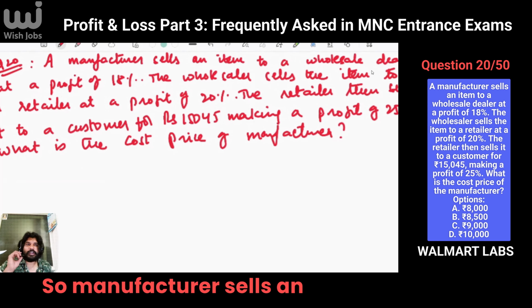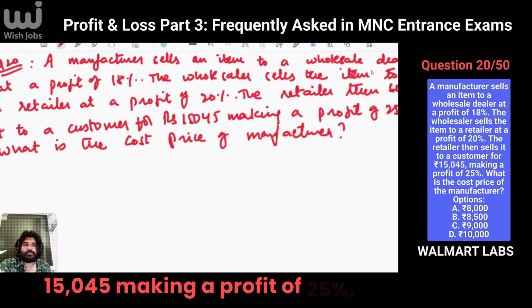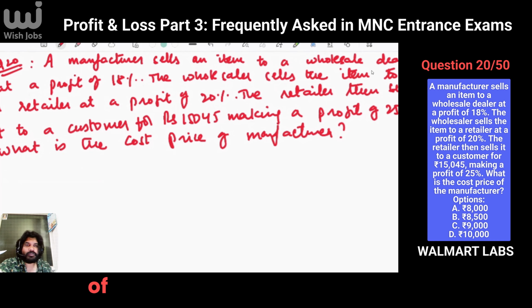So a manufacturer sells an item to a wholesale dealer at a profit of 18%. The wholesaler sells the item to a retailer at a profit of 20%. The retailer then sells it to a customer for rupees 15,045, making a profit of 25%. What is the cost price of the manufacturer?